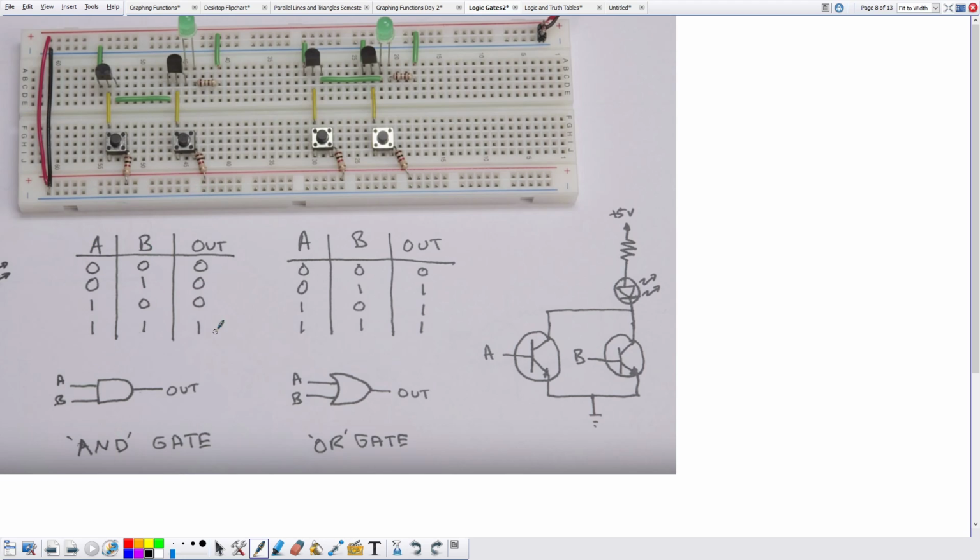This is just a physical representation. You have your AND gate on the left and the OR gate on the right, where here are the switches representing the signals going on or off.